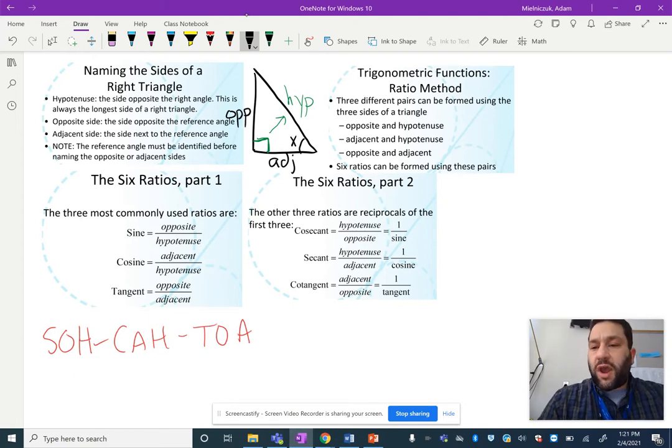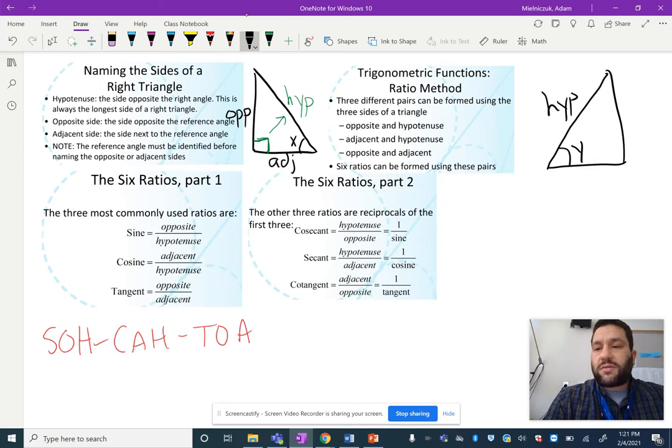If we looked at another triangle, so let's draw one over here. If I'm looking at this angle as angle Y, I'll call it, this is still my hypotenuse. That doesn't change because of the right angle. Now, this one becomes my opposite, and the one connected to it is my adjacent.